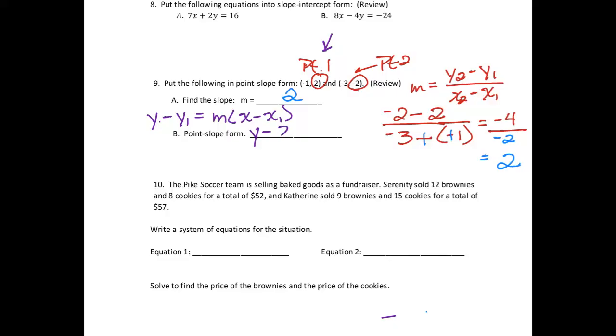So that's y minus 2 equals my slope of 2, that's the m, times quantity x minus x sub 1 is negative 1. You cannot have that double negative minus minus, so we change that to adding the opposite, which makes it plus 1. So final answer is y minus 2 equals 2 times quantity x plus 1.